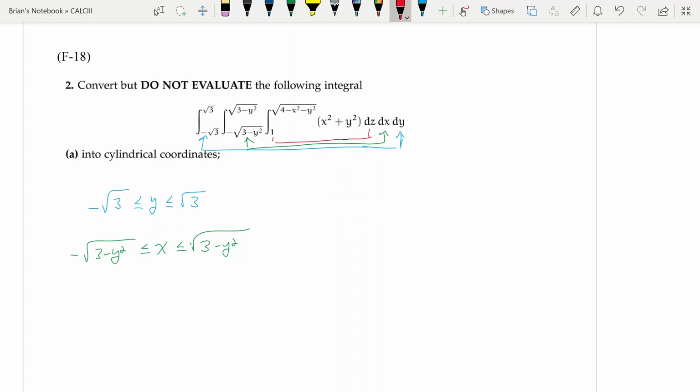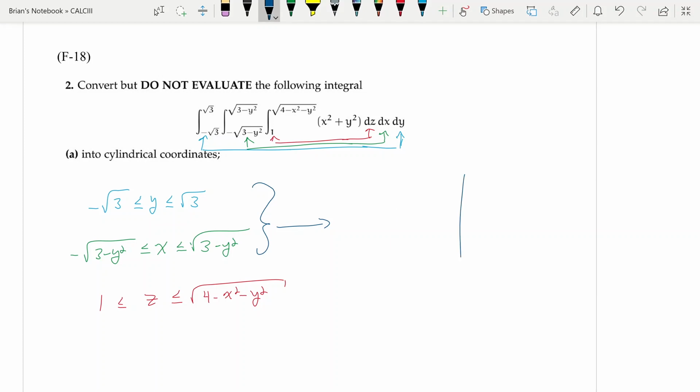And then let's look at the z. Big tricky z. We'll have 1 is less than or equal to z, which is less than or equal to the square root of 4 minus x squared minus y squared. Okay, cool. Now if we want to draw this picture, let's just start with the x and the y, because I like xy graphs.